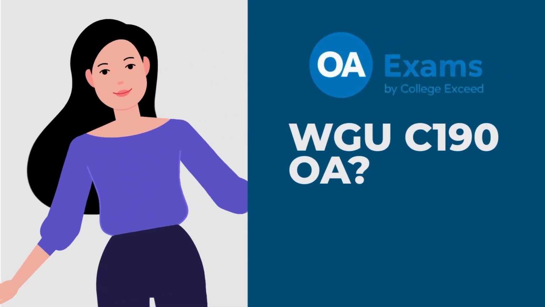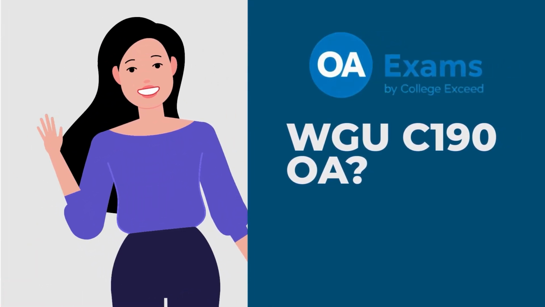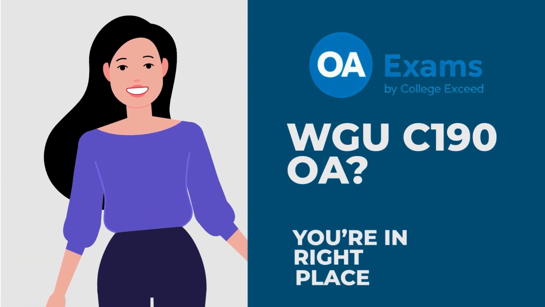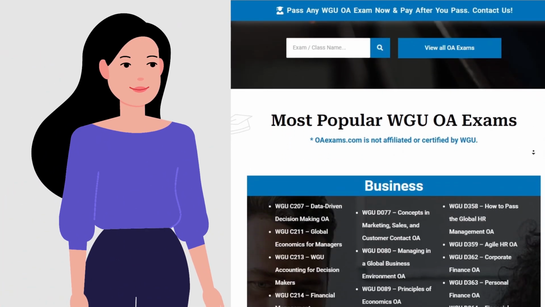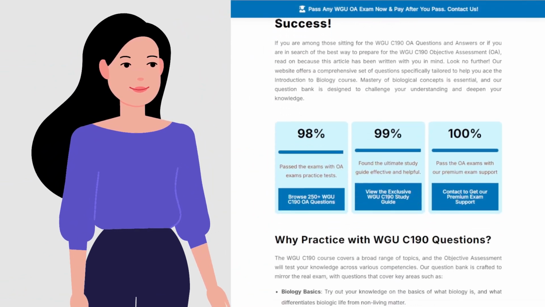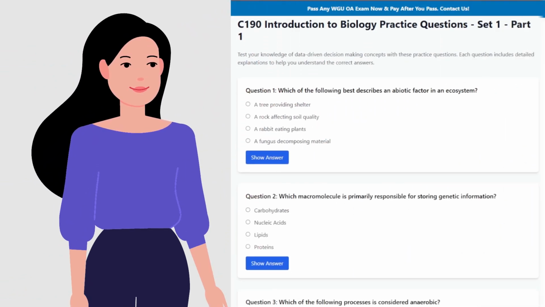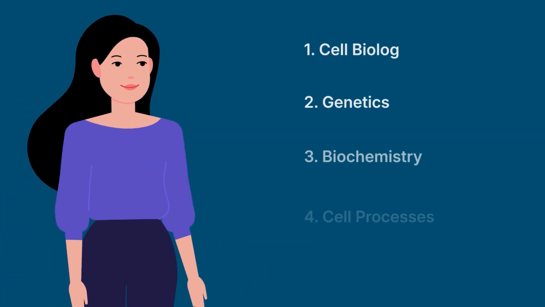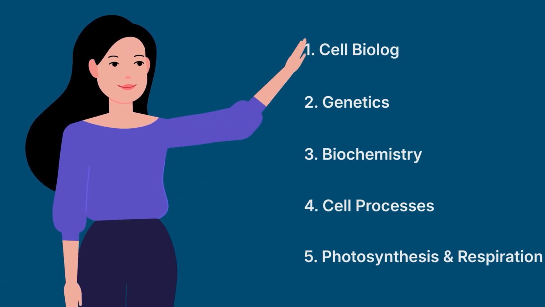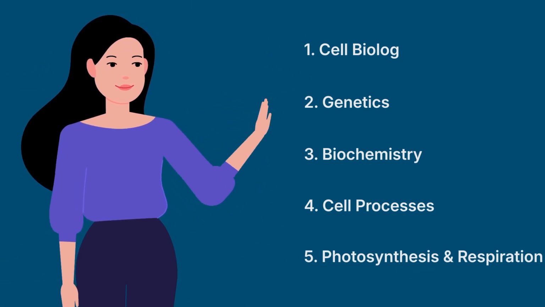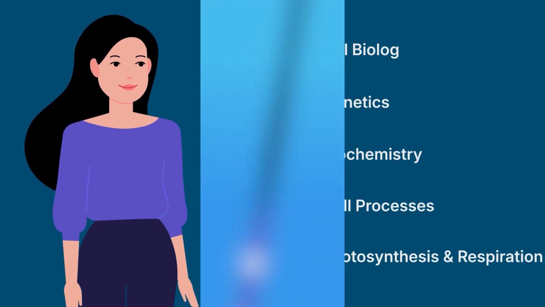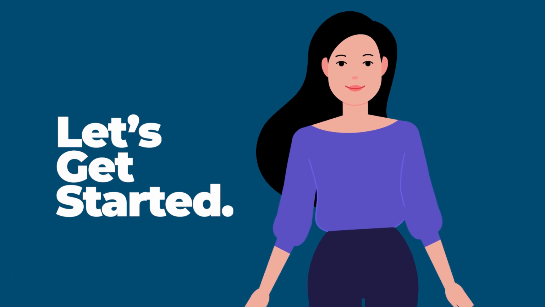Do you want to successfully complete the WGU C190 Objective Assessment for Introduction to Biology course? Then, you're in the right place. Our website provides a list of questions and answers with an emphasis on preparing for your success in the Introduction to Biology C190 course. In this video, we will cover questions from cell biology, genetics, biochemistry, cell processes, and photosynthesis and respiration. So, let's get started.